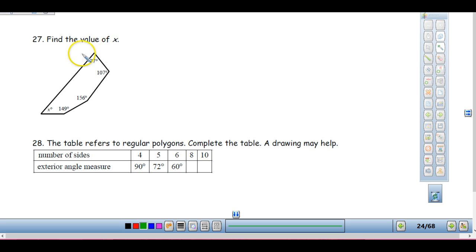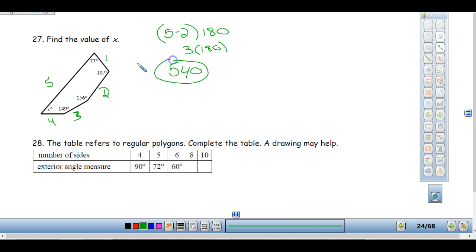Okay, number 27. How many sides does this have? It's got 1, 2, 3, 4, 5 sides. So to figure out what these add up to, we have to go 5 minus 2 times 180, or 3 times 180 is going to give us 540 degrees. So all 5 of these angles have to add up to 540. So take your 540 minus 77 minus 107 minus 156 and minus 149. That's going to give you x to equal 51 degrees.